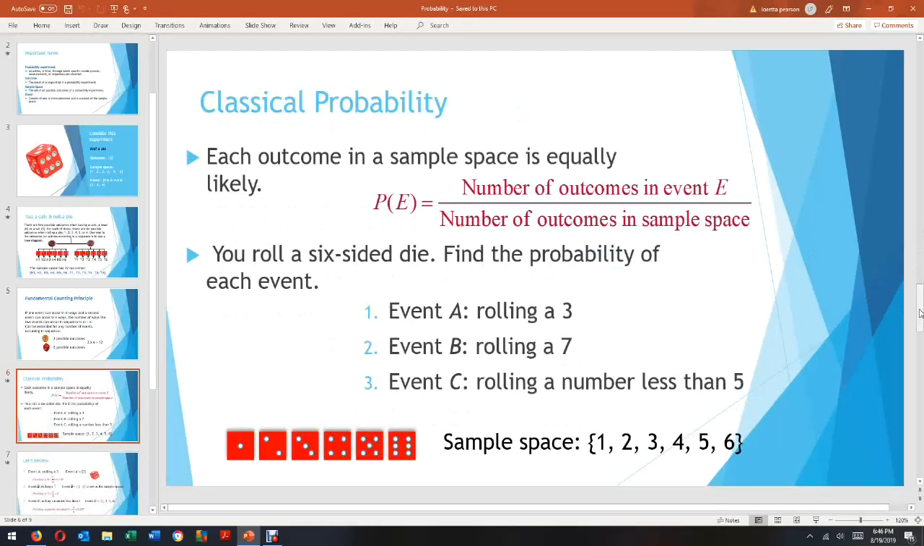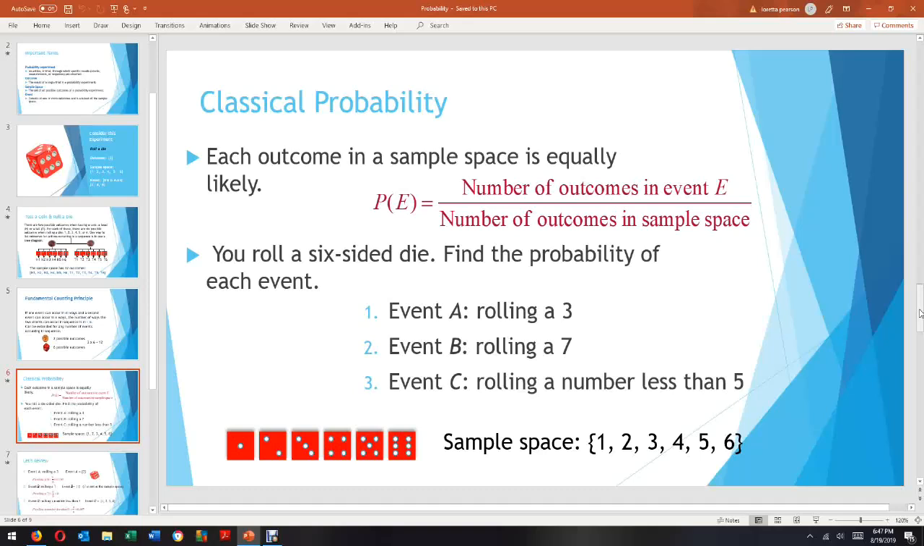Classical probability is what we're dealing with here. And classical probability simply says that each outcome in the sample space is equally likely to occur. Nothing is weighted. So the probability of a single event is going to be the number of outcomes favorable to that event divided by the total number of outcomes in the sample space. So let's assume we have a 6-sided die, and we want to find the probability of 3 different events here: rolling a 3, rolling a 7, or rolling a number that's less than 5.